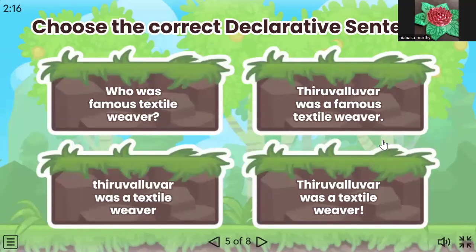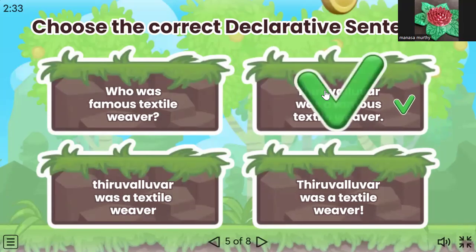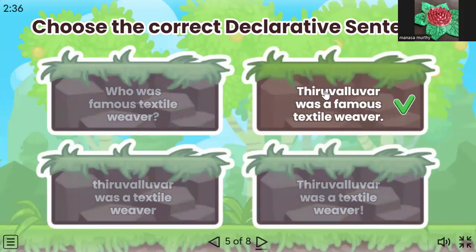Tiruvalluvar was a famous textile weaver. Tiruvalluvar was a textile weaver. One of these is exclamatory. The second one starts with a capital letter and ends with a full stop.